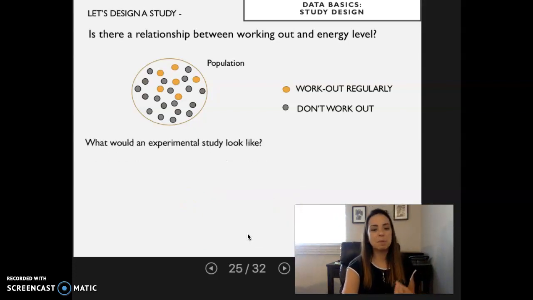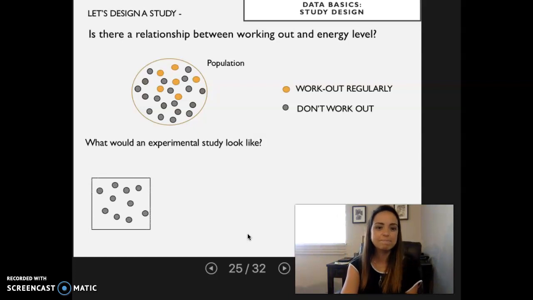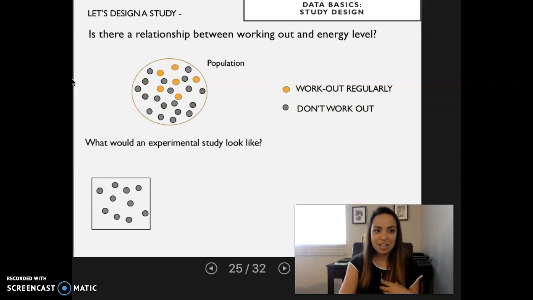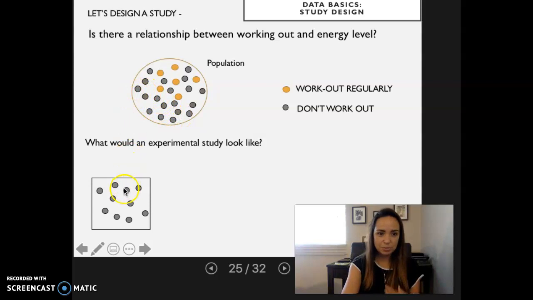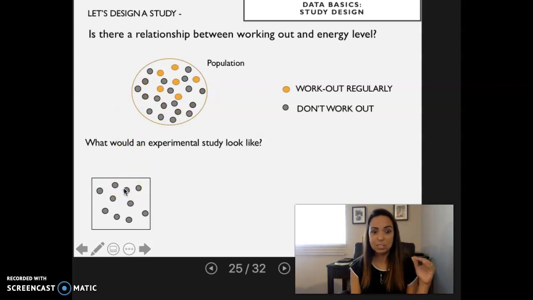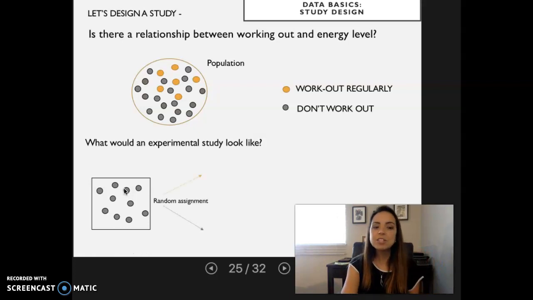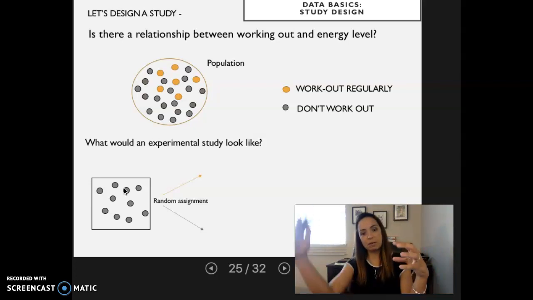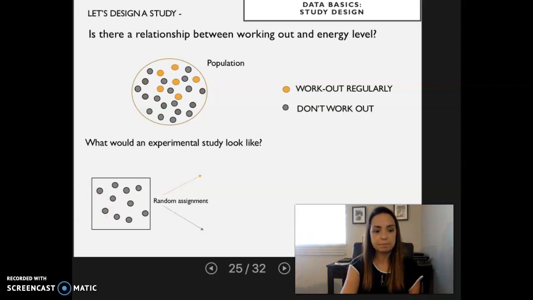So what would an experimental study in this case look like? Well, you would get only individuals that don't work out to begin with. You're going to go to the population and just sample individuals randomly, individuals that do not work out, right? So I just get those. And then I'm going to do some random assignment to different groups. So random sampling is when I go from the population to the study. And random assignment is when I go from my sample to the different groups in my study.